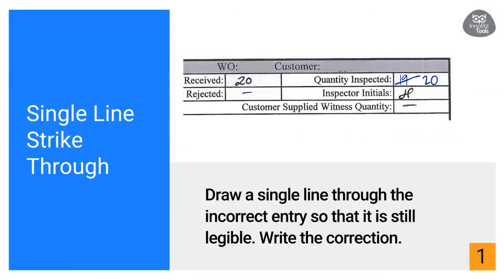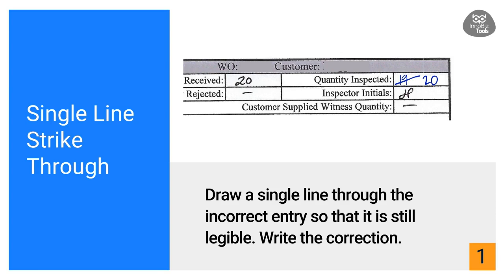1. Single line strike-through and correction. When correcting an error in a production record, it's crucial to maintain the integrity of the original entry while making the correction clear. To do this, use a single line strike-through to cross out the incorrect entry. Then, immediately adjacent to the strike-through, write the correction in a legible manner.